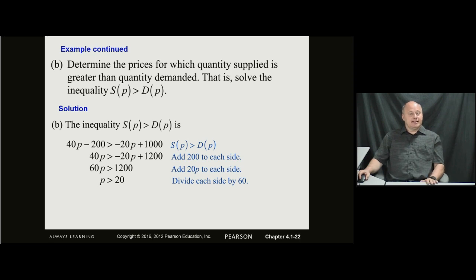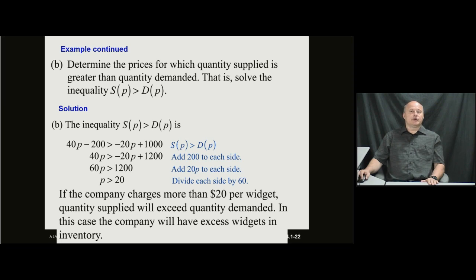That means if you set the price more than $20, the supply side will be higher than the demand side. What does that mean? The company is going to have leftover products. Not all their products will sell. The company is not going to be happy. They're going to lose money. So if the company charges over $20 per widget, the quantity supplied will exceed the quantity demanded. In this case, the company will have excess widgets in inventory.